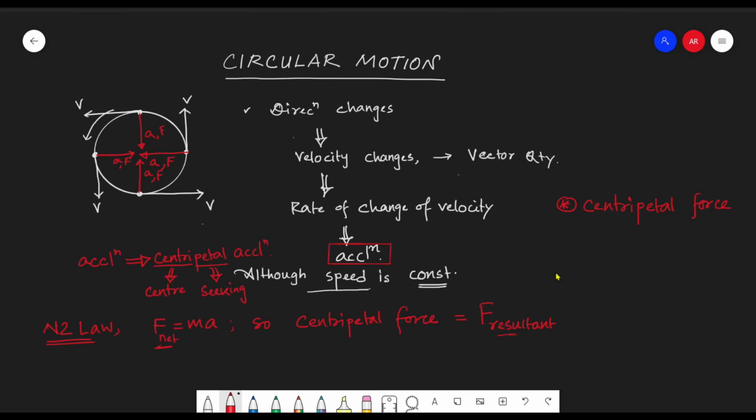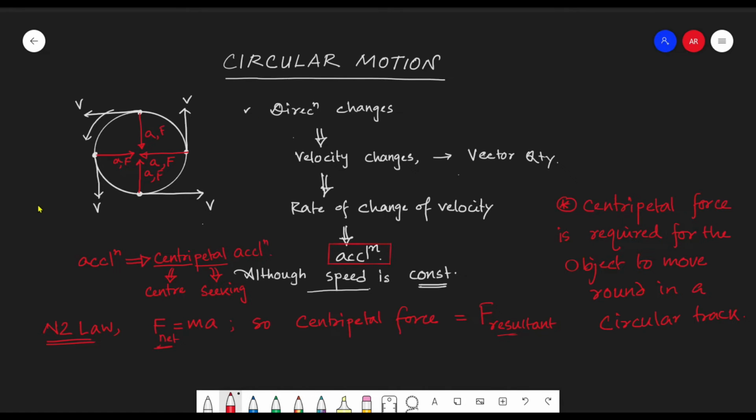Here, the acceleration of the object is due to the change in velocity, and the change in velocity takes place due to the change in direction. So you can relate this to Newton's laws of motion that you studied in your AS: without applying a force, an object cannot change its direction. For the object to change its direction, a force is needed. And this force is nothing but the resultant force, the net force.